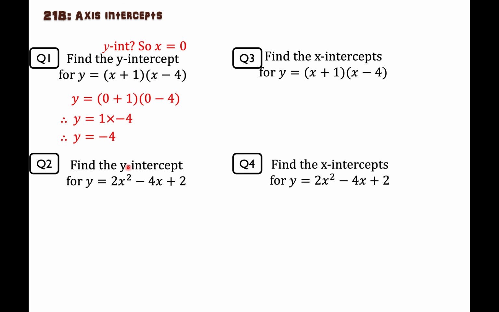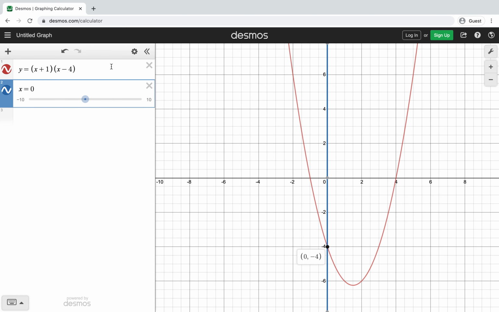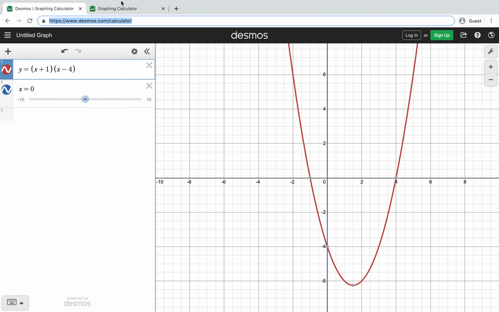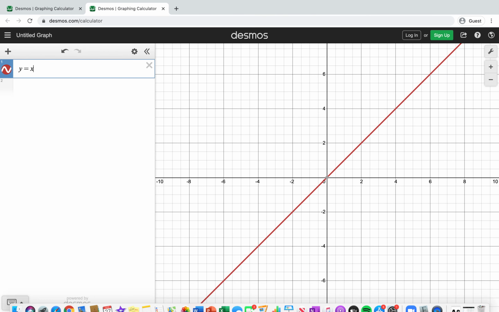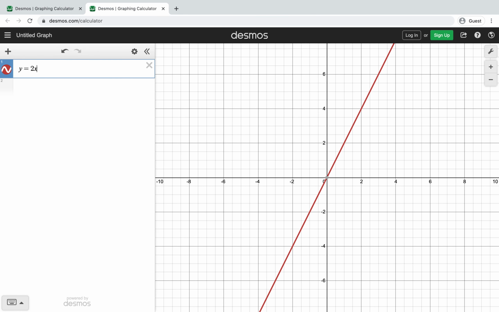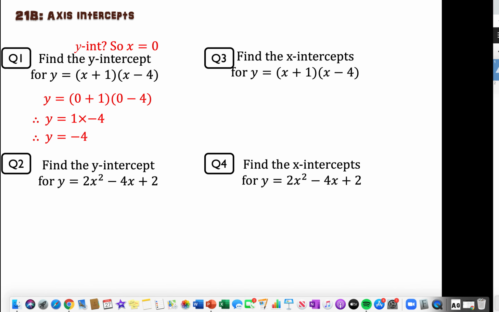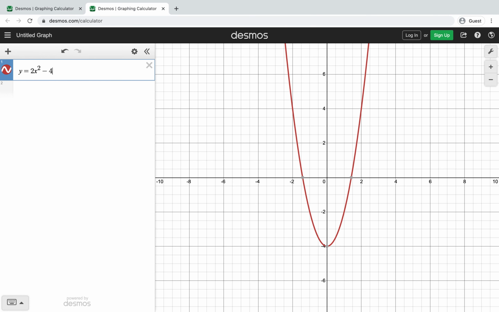Let's try to find it for this quadratic. Y equals 2x squared minus 4x plus 2. I'm going to put that in another one. Y equals, what was it? 2x squared minus 4x plus 2.